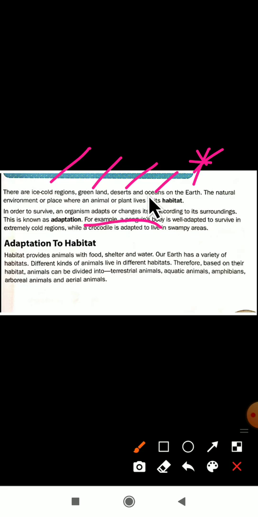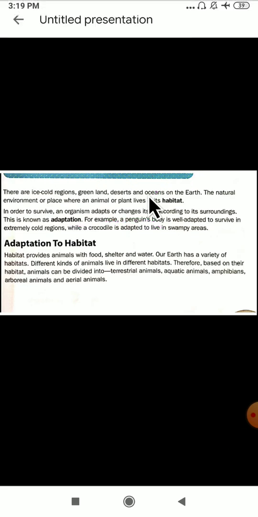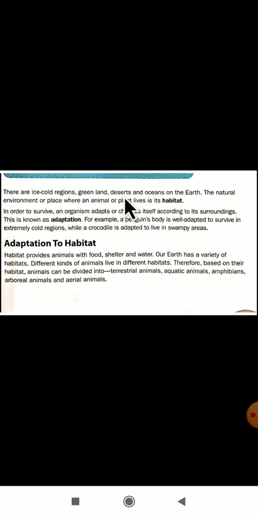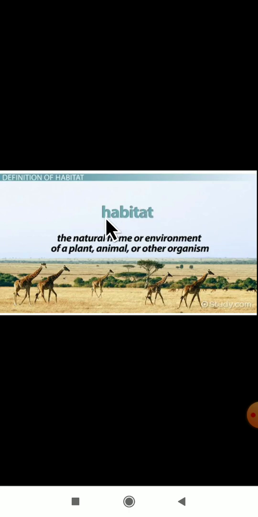All these places are found on where? It is found on the earth. The natural environment or a place where an animal or a plant lives is its habitat. What is habitat, dear students? Habitat is the natural home or environment of a plant, animal or other organism.